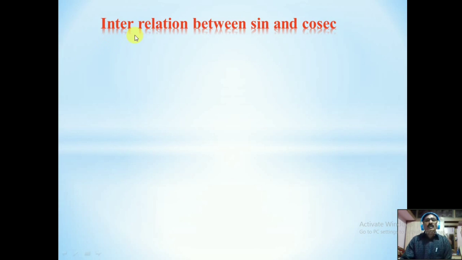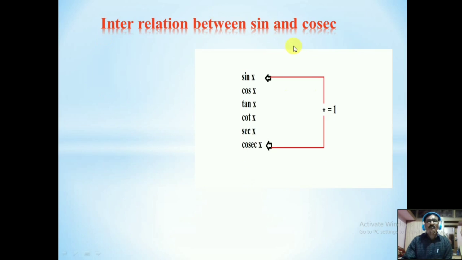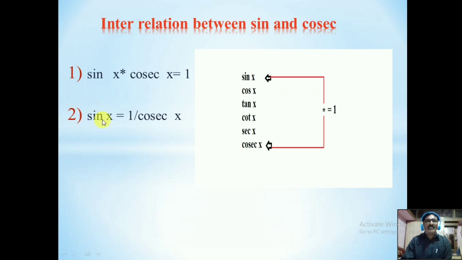Now, interrelation between sin and cosec. Sin x and cosec x are inverse of each other. Therefore, product of these two ratios is equal to 1. Therefore, sin x into cosec x is equal to 1. Therefore, we get sin x is equal to 1 upon cosec x. Also, cosec x is equal to 1 upon sin x.